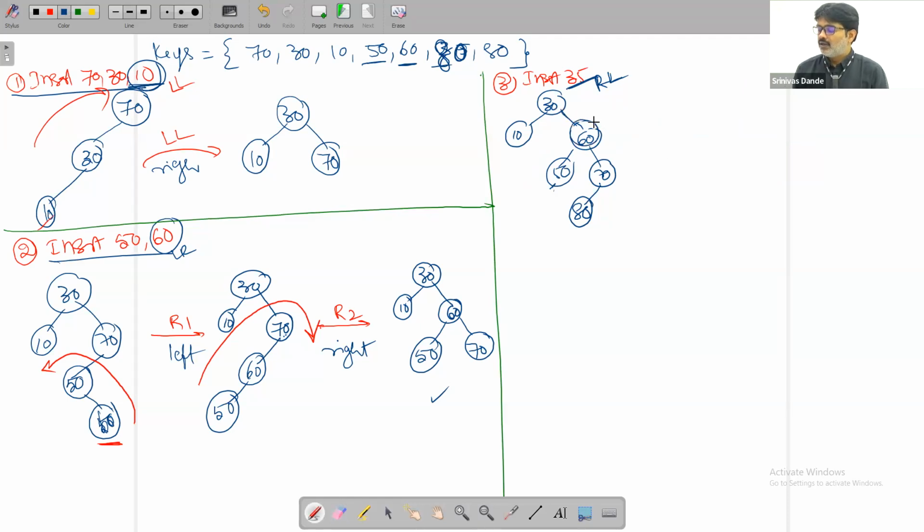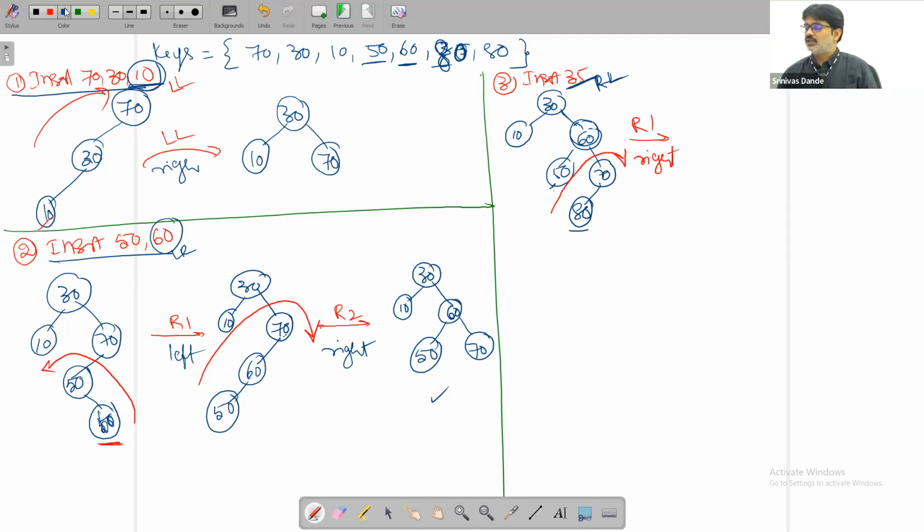Okay. Now because of 80, it is becoming RL. So now what to do? RL means we have to do a two-step process again. First, rotation towards the right. Which one do I have to consider? Right means you consider this.